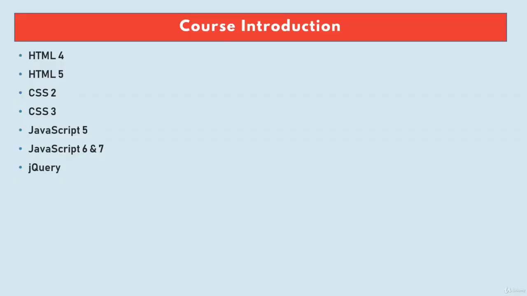This course provides the complete detailed knowledge on UI technologies or web development tools such as HTML, CSS, JavaScript, and jQuery. Both HTML4 and HTML5 versions are covered, plus CSS2 and 3 also covered. JavaScript 5, 6, 7 versions will be covered, plus jQuery, jQuery UI, Ajax topics will be covered.